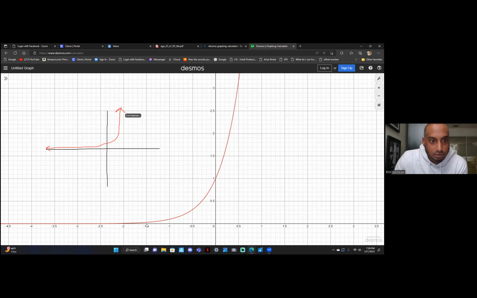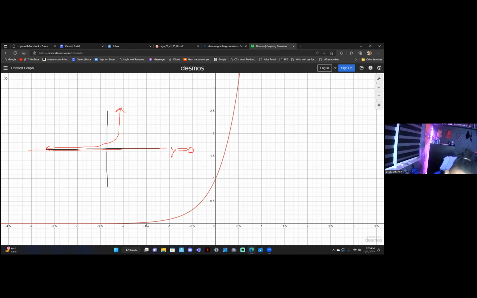Okay, this is going to be your asymptote. This axis right here, the x-axis. So y equals 0. The graph will get closer and closer and closer to y equals 0, but never touch that horizontal axis. Where's y equals 0? Right here at the bottom. Y equals 0 is the x-axis.